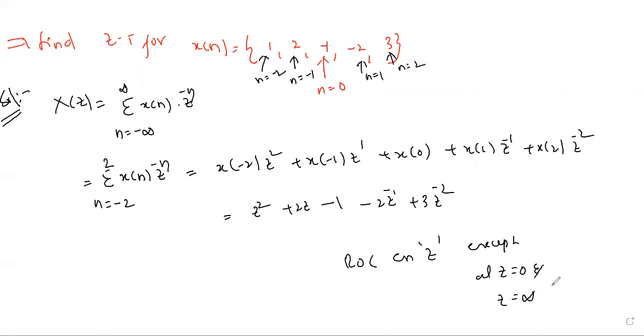Okay. So like this. So till now we have completed infinite duration, causal, anti-causal, non-causal, finite duration, causal, anti-causal, non-causal. Now from this we can write properties of ROC.